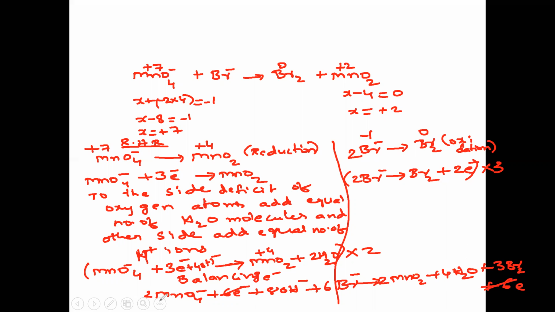Now this is the balanced equation. So the final balanced equation is 2MnO4 minus plus 8 OH minus plus 6 Br minus gives 2MnO2 plus 4 H2O plus 3 Br2. So this is the final equation. I hope it is clear.